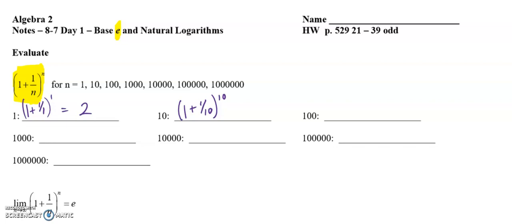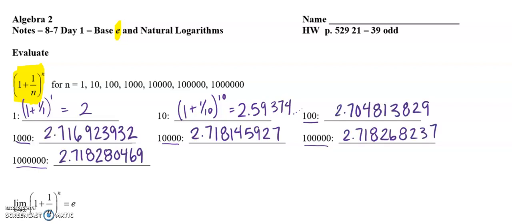Now, you're going to need some calculator help pretty quickly. That's going to be 1.1 to the 10th power, which gives us 2.59374, blah, blah, blah. All right. Now, I want you to do this over and over again for 100, 1,000, 10,000, 100,000, and 1 million, and go ahead and calculate those numbers. Okay, so we've calculated all those numbers. Hopefully you paused it.